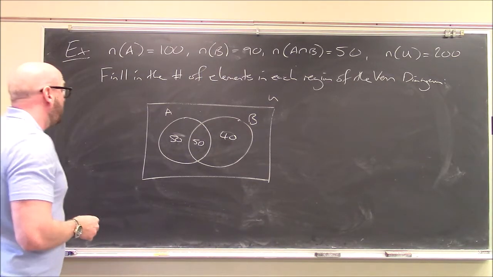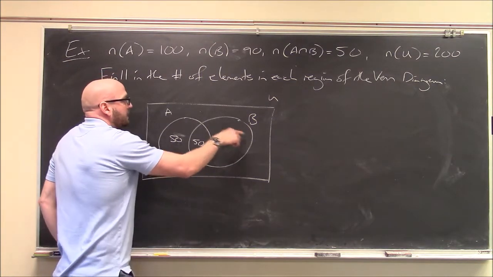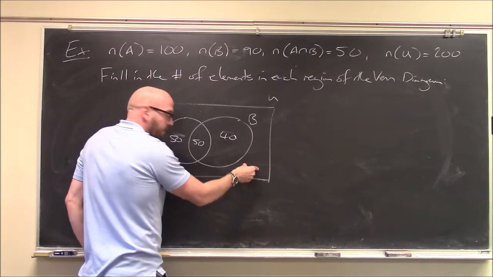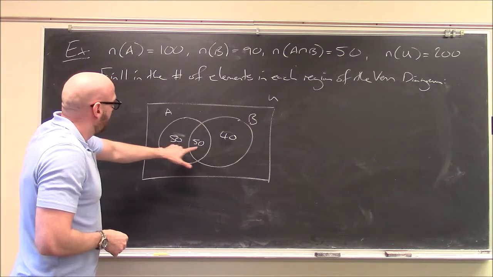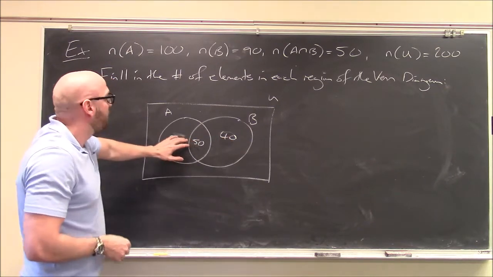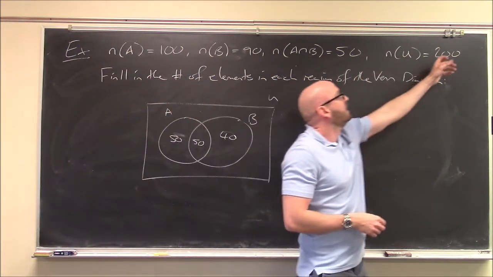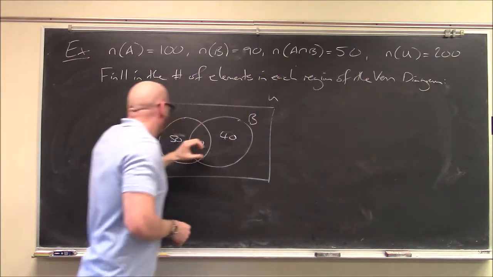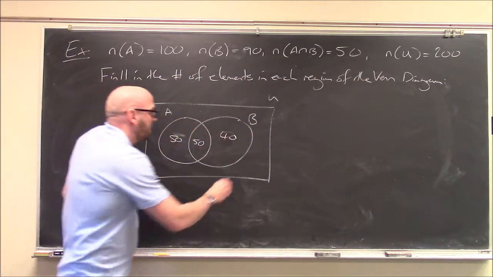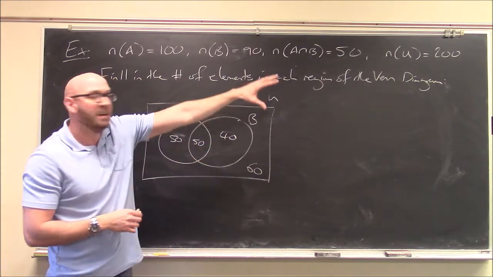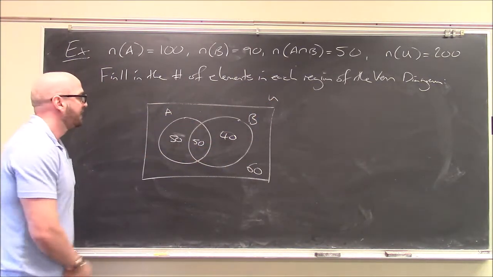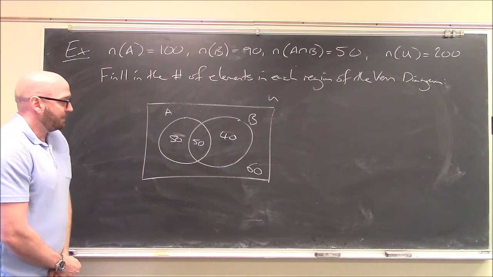And there's only one more region. That's 1, 2, 3. There's only one more region in here, which is everything outside of both sets. Well, how many elements do we have so far? We've accounted for 140 of them. We know in the total universe there's 200 elements. So if there's 140 in here, there must be 60 more out here, because 140 plus 60 gives us 200 total elements. And that's all there is to it.